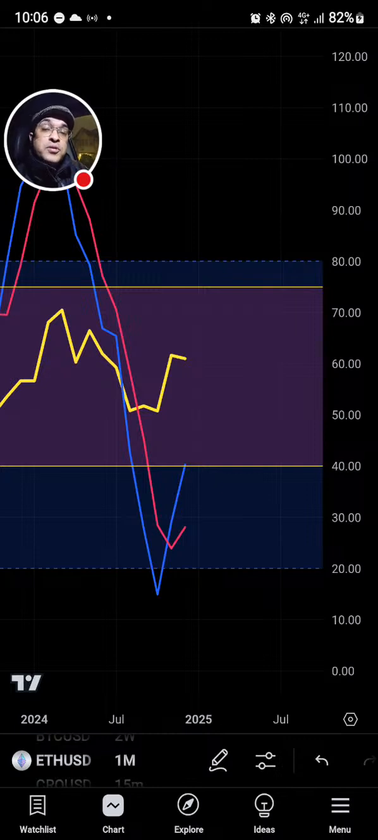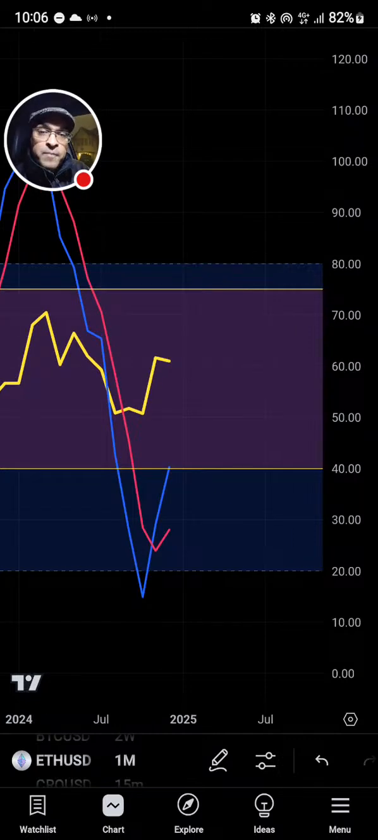On a monthly, you can see the stochastic RSI, the blue line, pointing back up. Great. Okay, we're bullish. We're seeing some signs of bullishness. RSI showing bearish, no problem. Do we have another month? Do we have 2 more months? If we do, then this is a true positive. This can actually shoot ETH towards a whole different level.